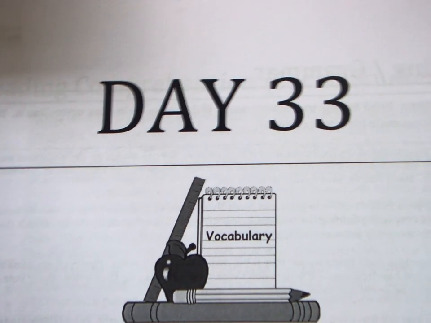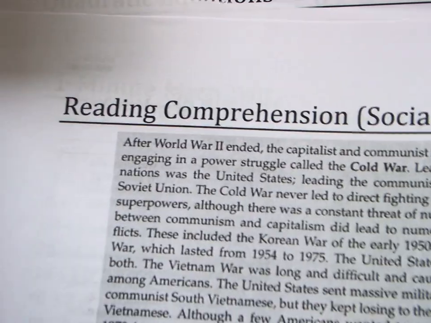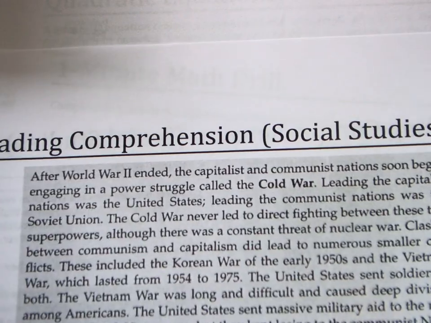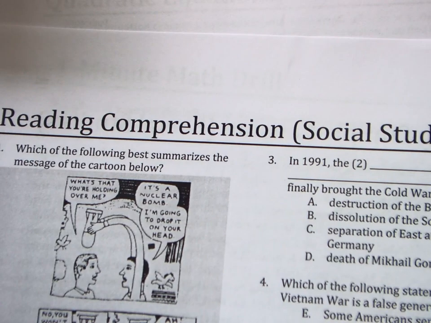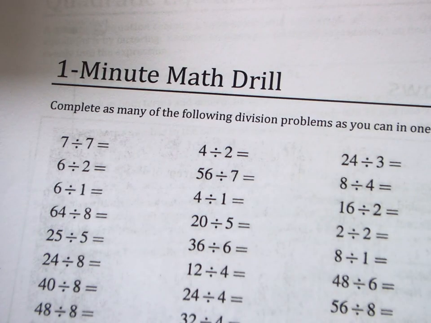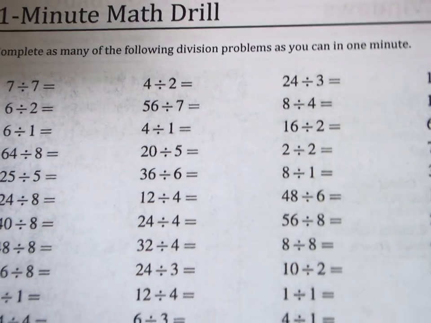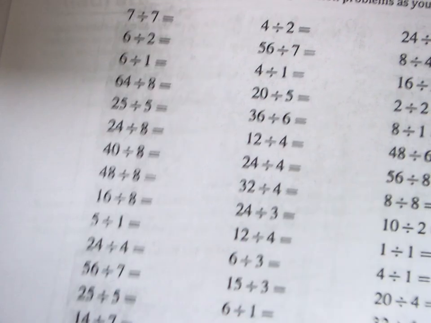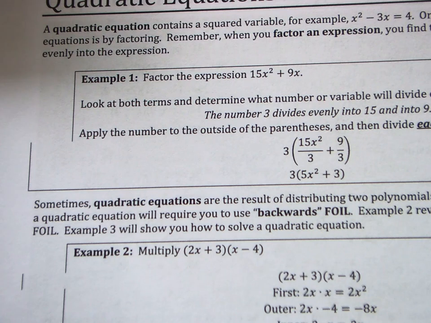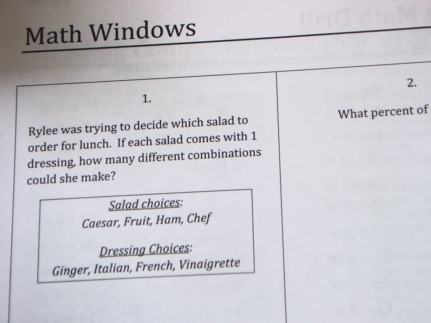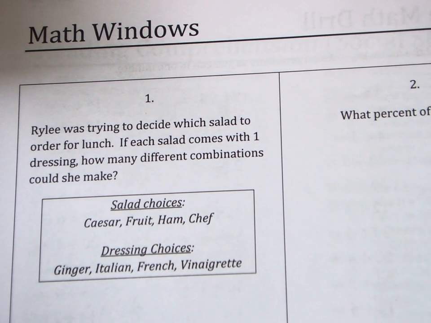Okay. And I got it zoomed in, so I'm going to jump ahead through the writing and grammar, the reading comprehension, social studies, more reading comprehension, social studies, the 1-minute math drill, which of course is good if you can do these. These are division today. They're good if you know them, but if you don't know them, don't worry so much because you get to use a calculator, but it always helps to be able to do that. And we're going to jump to the math windows on page 6 of 10, day 33.